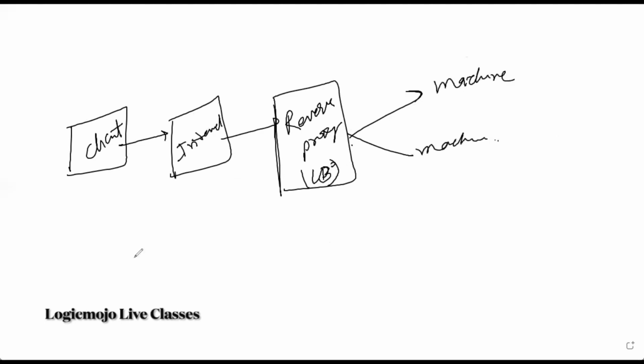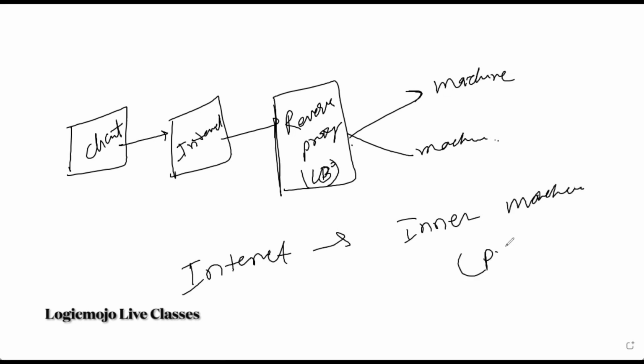These are the servers. So it is the internet, the outer world, to the inner machines, the inner world, or the privately owned network zone. So it is public to private. The easy way to understand is public network to private network is reverse proxy, and private to public is the forward proxy. And these are very widely adopted.